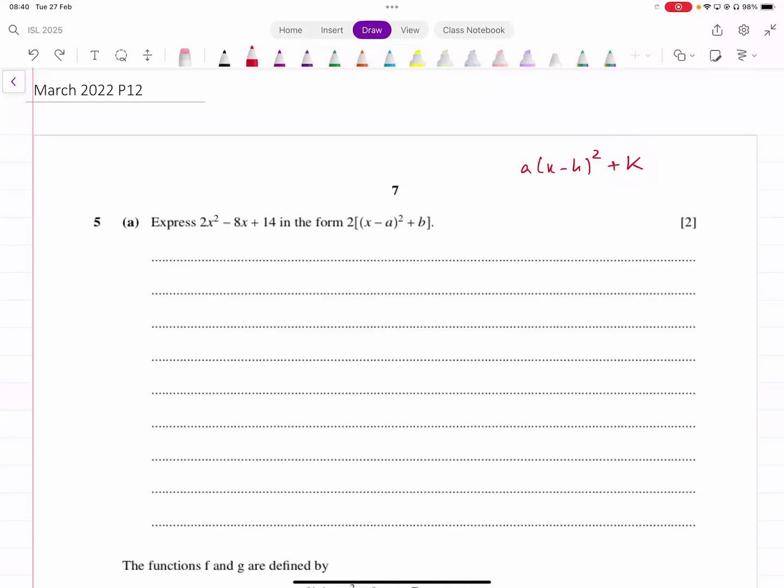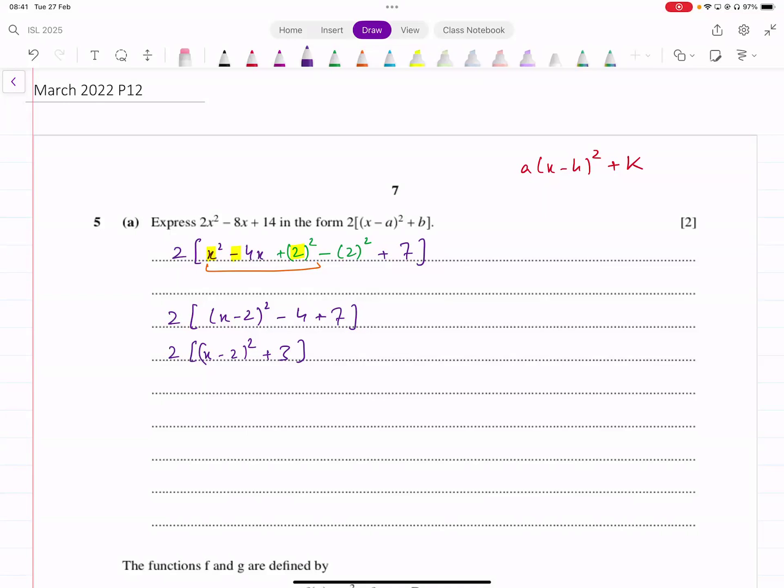ठीक है. अच्छा, क्या करेंगे सबसे पहले? हाउ डू वी स्टार्ट? 2 कॉमन ले लें. अंदर आपके पास बचा x² - 4x + 7. 4 का हाफ करें, 2 का स्क्वायर ऐड भी कर दें, सब्ट्रैक्ट भी कर दें. This gives you a perfect square. These three terms, you have 2 × ((x - 2)² - 4 + 7). And that leaves you with 2 × (x - 2)² + 3. And that's it. That's the form that we wanted.